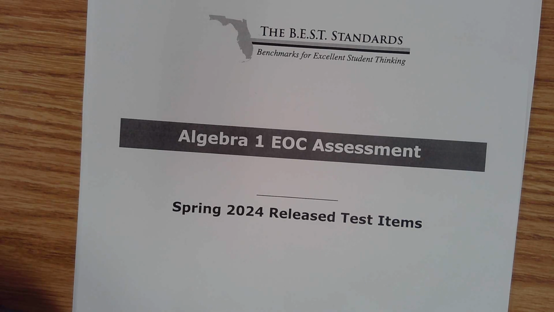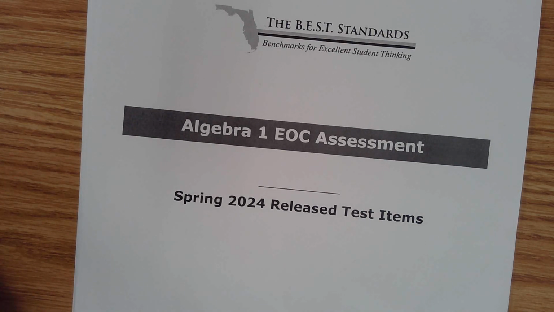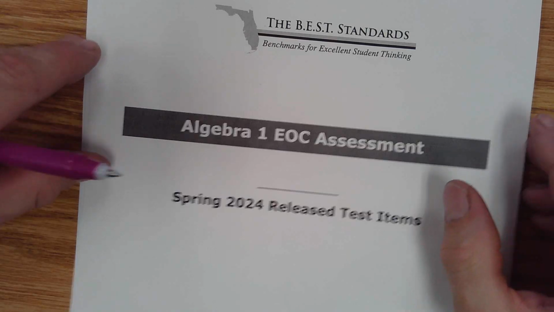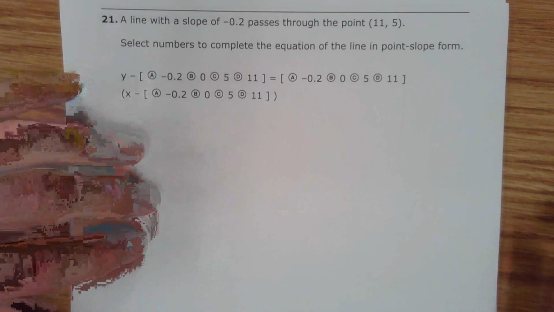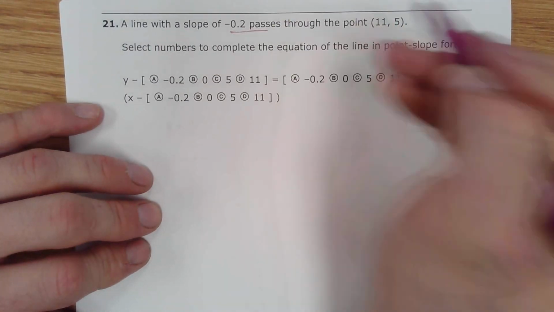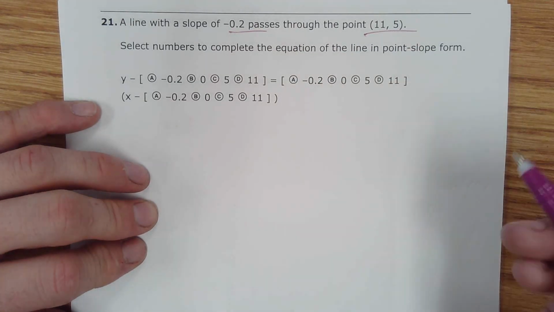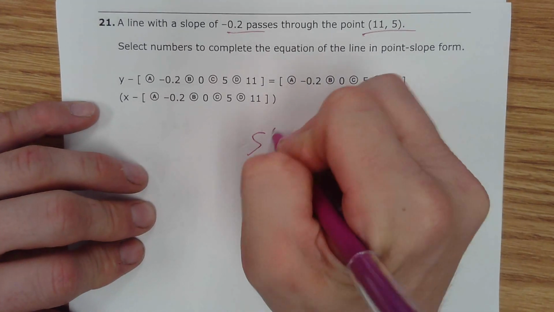All right, here's questions 21 through 25 inclusively. So let's go over these EOC questions. All right, here's a line with a slope of -2 that passes through some point. The line of some slope that passes through some point. Use the slope-intercept form.